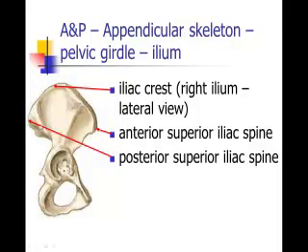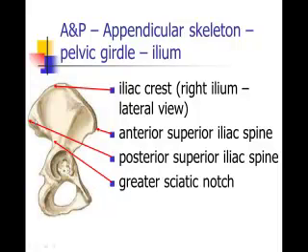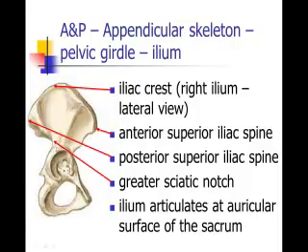And actually, if you look at a person who is naked, I don't know if any of you have ever seen this before. If not, this is something to look forward to. But you'll see on the posterior side there'll be two little dimples, and those are the posterior superior iliac spines. We have the greater sciatic notch. Okay. And the ilium is going to articulate with the sacrum at the auricular or articular surface.